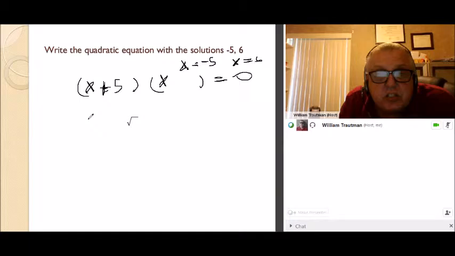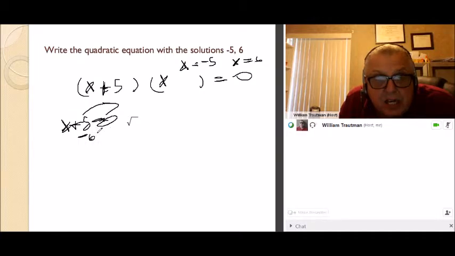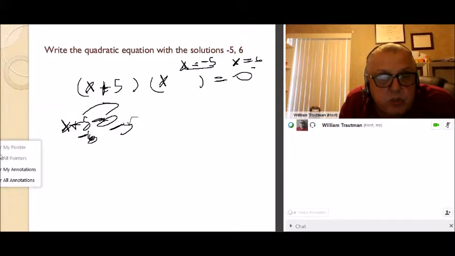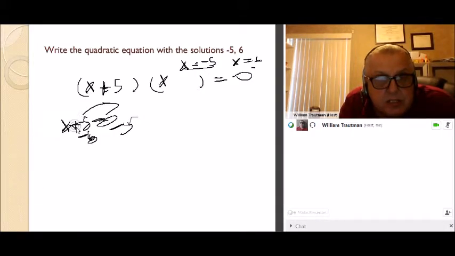Do you see, for x plus 5 equals 0, take the 5 to the other side, I have to subtract 5, -5. So you see, that's how I get an answer of x equals -5. So you have to change the sign when you put it in the parentheses.